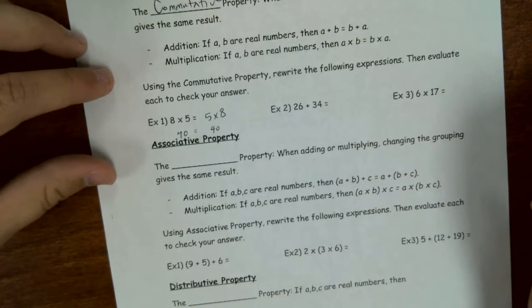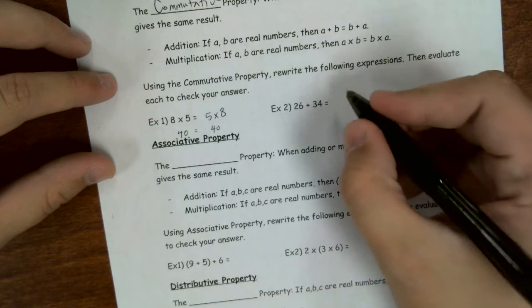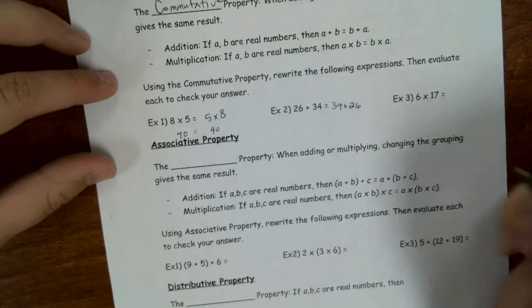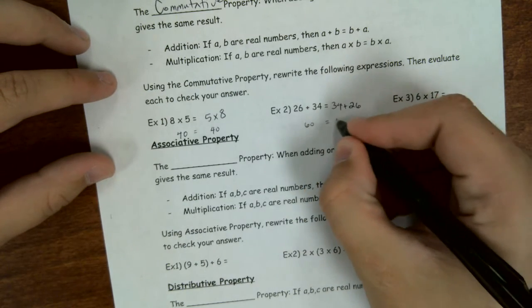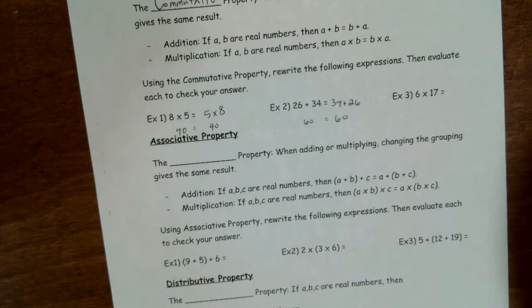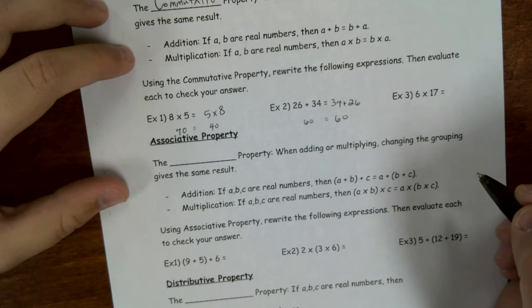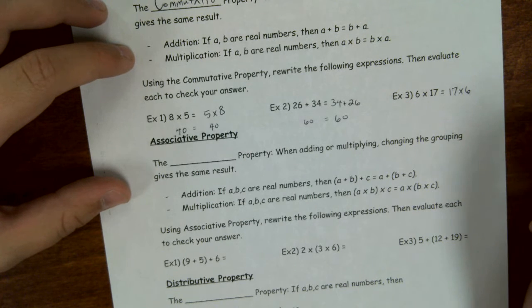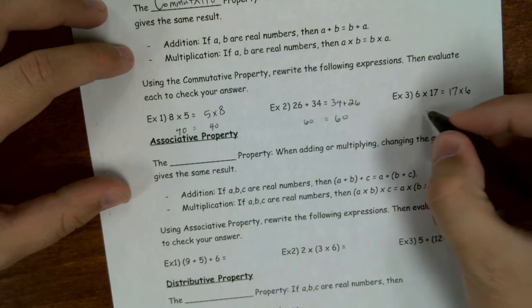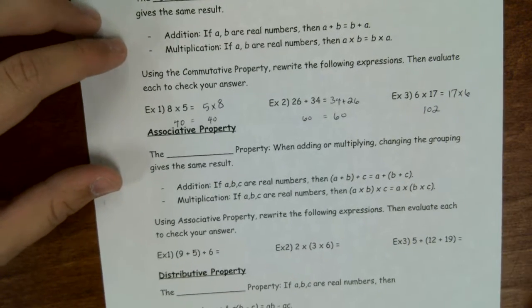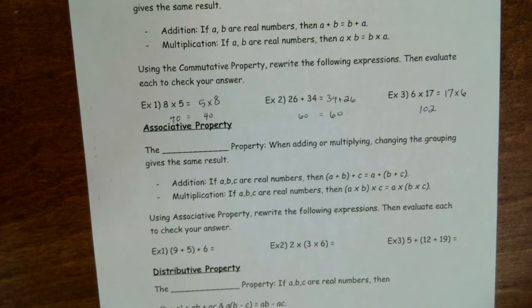It also works with addition. So 26 plus 34 would be the same thing as 34 plus 26. And if I add both of those together, type them in my calculator, I would get 60 for both. So that's the commutative property at work. Okay, last example, 6 times 17, just reverse the order using commutative property, will be equal to 17 times 6. And if I multiply those together, I'm going to get 102 for both. So that's the commutative property. For addition and multiplication, switch the order and it doesn't change anything.